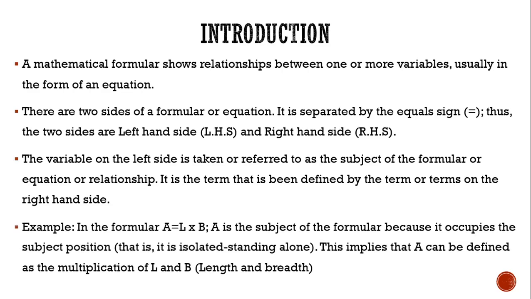Example: in the formula A equals L times B, A is the subject of the formula because it occupies the subject position. That is, it is isolated, standing alone. This implies that A can be defined as the multiplication of L and B, which is the length and breadth. So these are just some things you need to know in order to help you understand the concept of change of subject of formula. So what is this concept all about?